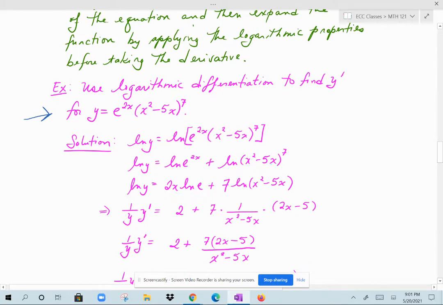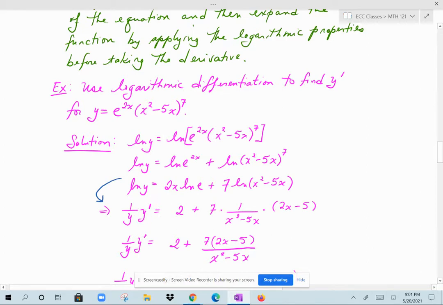When I'm ready to take the derivative, I have to take the derivative of the left and right side of the equation, and on the left side, you need to apply your chain rule because you're taking the derivative with respect to x, and it's not just y on the left, it's natural log of y. So I take the derivative of natural log, which is 1 over y, times the derivative of y, which is y prime or dy dx.